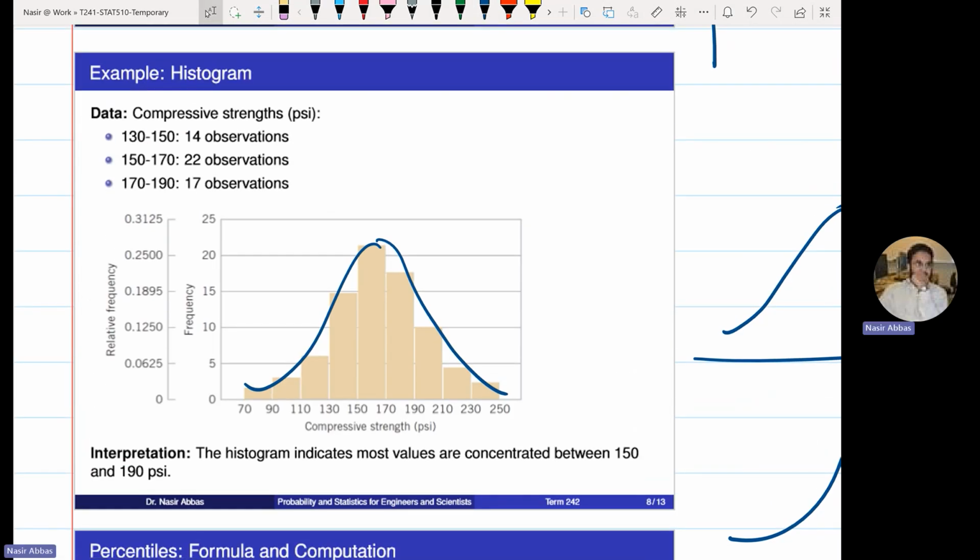What does this histogram tell you? Most of the data, one is symmetric. Most of the data is between 130 and 210. Yes. What else? Does it tell you about the approximate center of the data, the mean? What is that? Probably around here, 150 and 170. Roughly, you can say 160. What else?